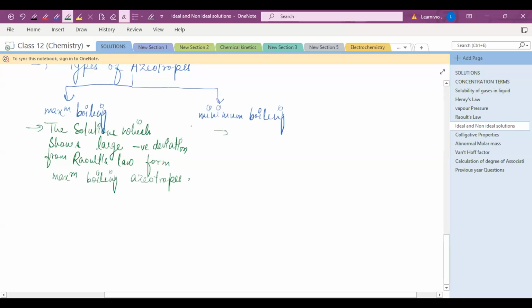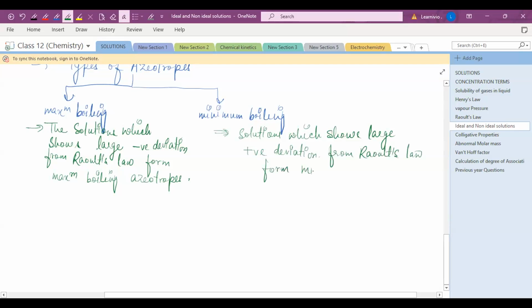So the solution which shows large positive deviation, that's minimum. Okay. So you can write: the solutions which show large positive deviation from Raoult's law form minimum boiling azeotropes.